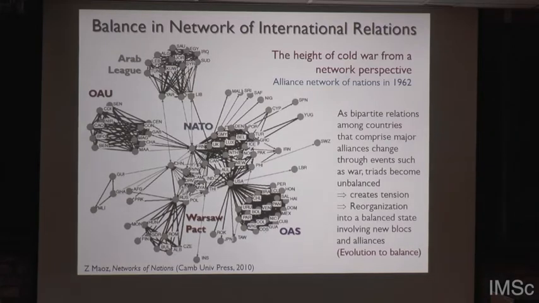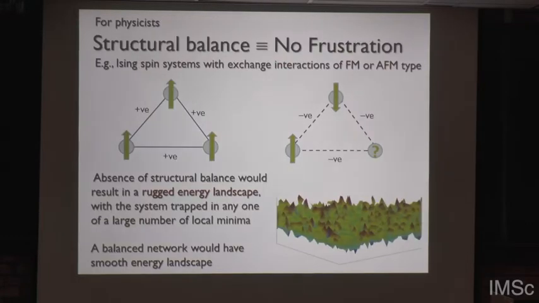So this led them to conclude that when you have deviation from balance in a network, that creates tension in the network, and eventually there is a catastrophic event like a war or whatever, until you have a reorganization of the network where again the balanced state is restored. Now, if you are coming from physics, this is not very surprising, because structural balance for physical systems corresponds to the condition of no frustration.